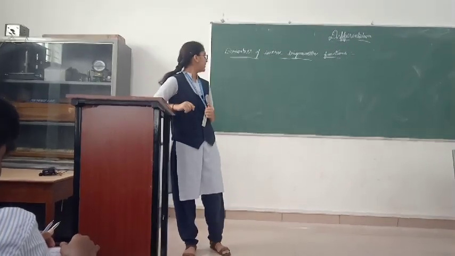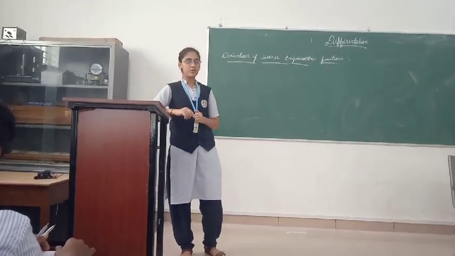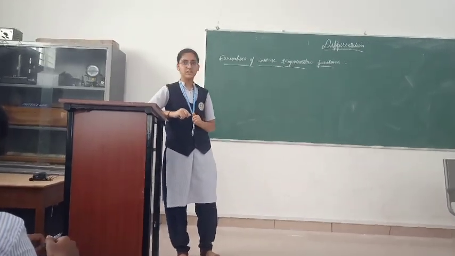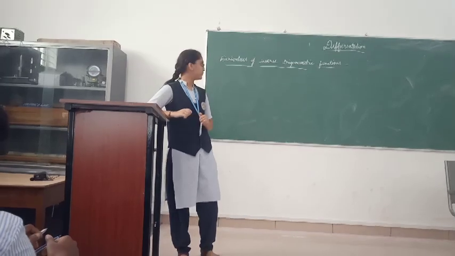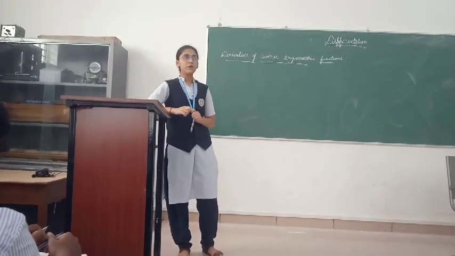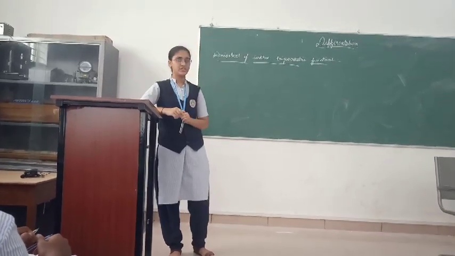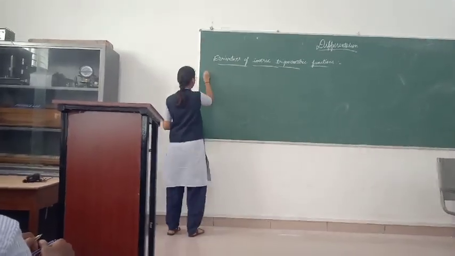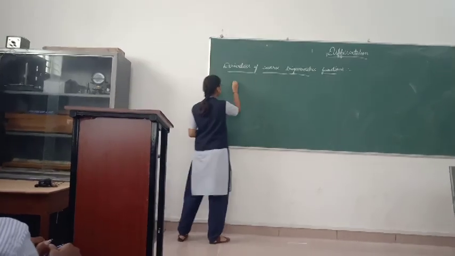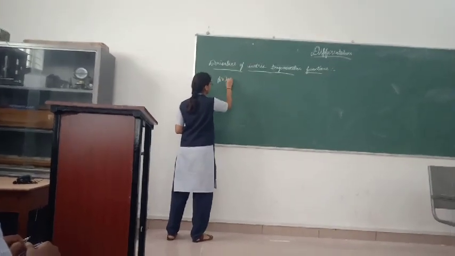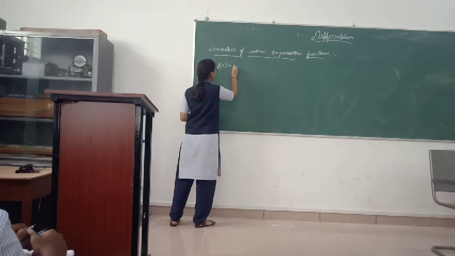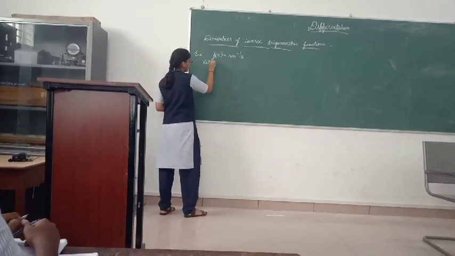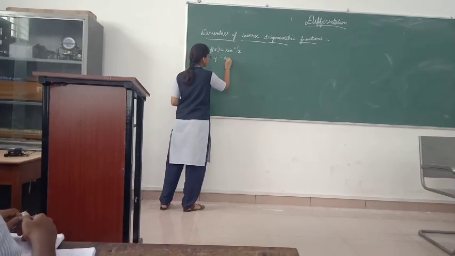So, derivatives of inverse trigonometric functions. As we all know, inverse trigonometric functions are continuous functions. So by using the chain rule, we will find the derivatives of these functions. By taking an example, we will find the derivatives. First example: f of x is equal to sin inverse of x. So let's take y is equal to sin inverse of x.